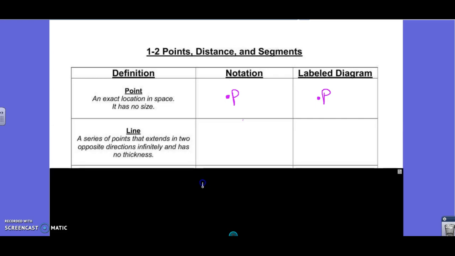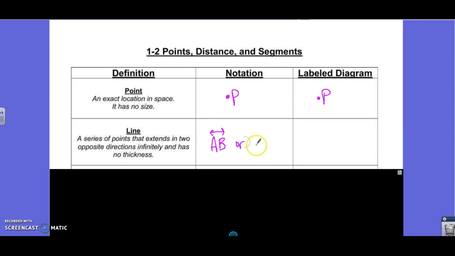A line is a series of points that extends in two opposite directions infinitely and has no thickness. So if you think about like the corner of one of the walls in our room where two of the walls meet, that's a line. So it goes on forever and has no thickness. So the notation for a line, let's say we have a line that's called AB. We'll talk about that in a minute. And then there will be a little mini line above it like that. So that represents line AB.